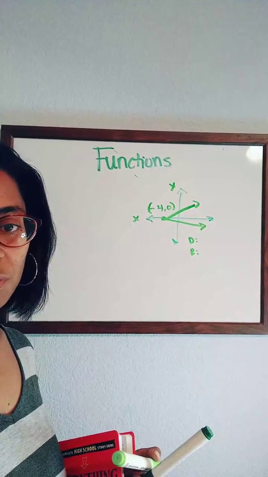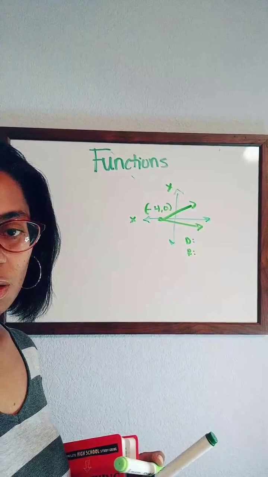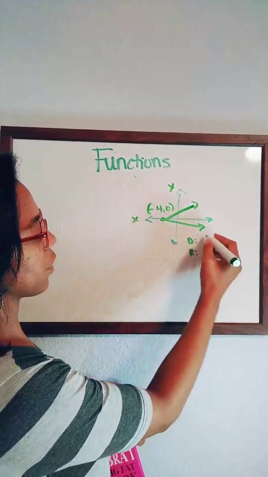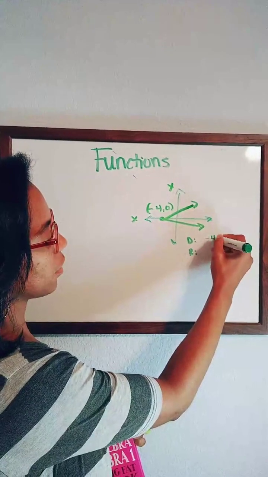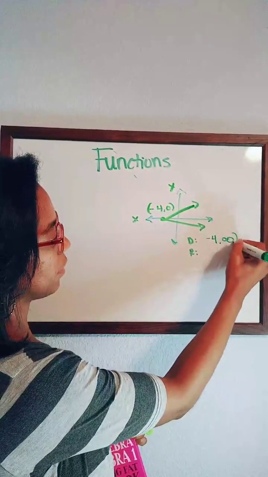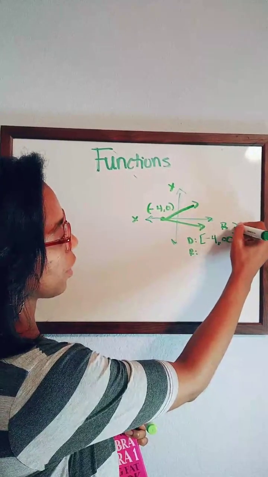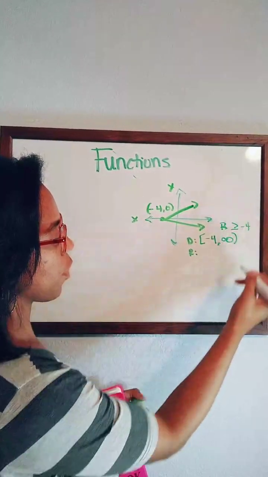-4? Yes, -4. So your domain stops at -4. So it's going to be -4 to positive infinity. Perfect. Or all real numbers that are greater than or equal to -4.